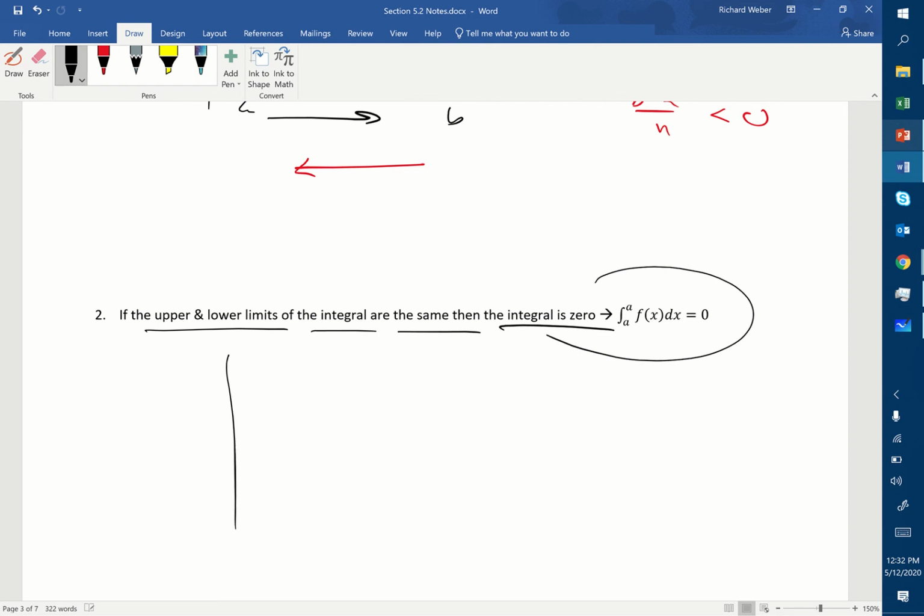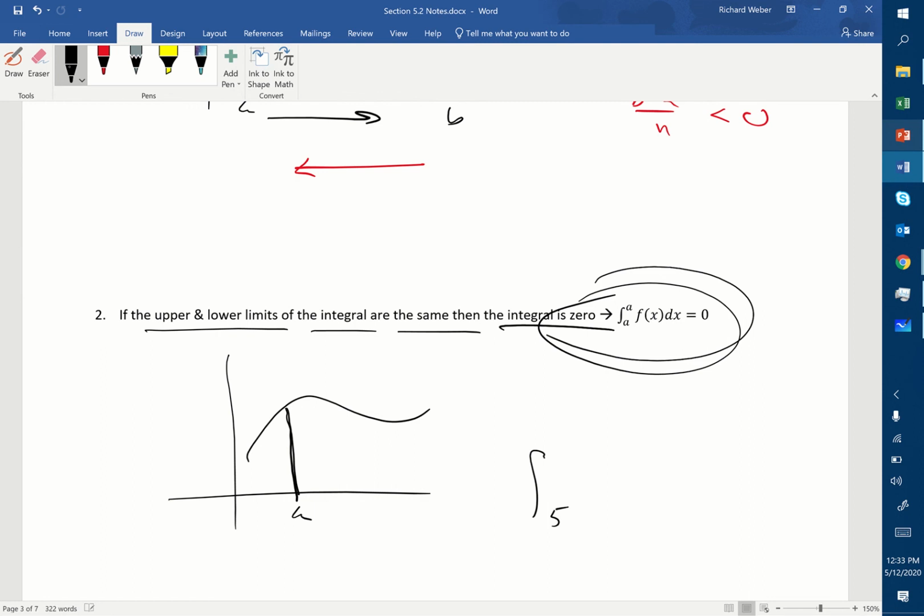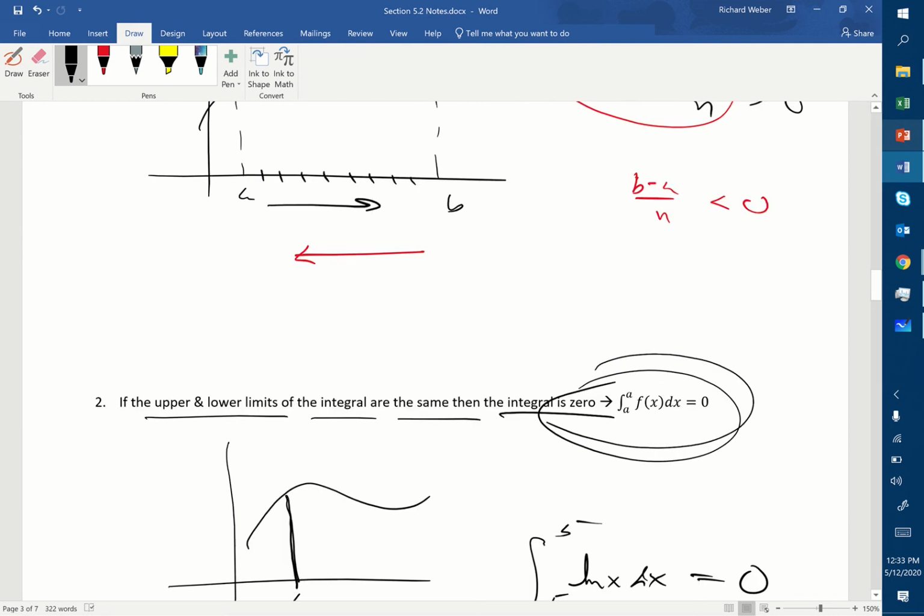And you can almost figure that one out, because here's f doing its thing, and you decide, I'm going to integrate from a to a. What kind of area is that? What is b minus a over n? It's 0, 0, 0. So that makes a lot of sense that if you integrate from 5 to 5 some funky thing like the natural log of x dx, it's going to be 0. I don't care what you call it. Whatever function's in there, it's 0 if it's a continuous function, that is.